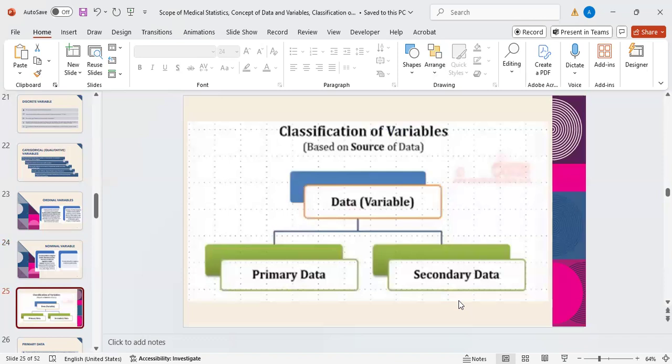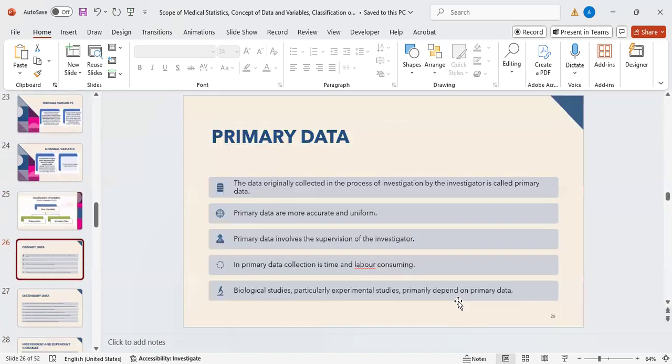Classification of variables based on source of the data. Data or variables are of two types based on the source of the data: primary data and secondary data. Primary data. The data originally collected in the process of investigation by the investigator is called primary data. Primary data are more accurate and uniform. Primary data involve the supervision of the investigation. In primary data, collection is time and labor consuming. Biological studies, particularly experimental studies, primarily depend upon primary data.